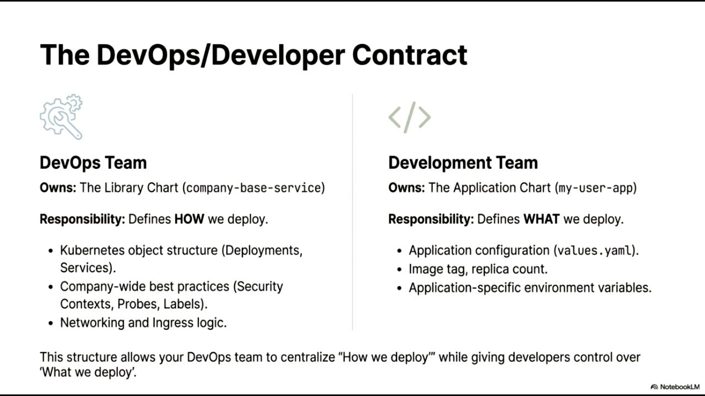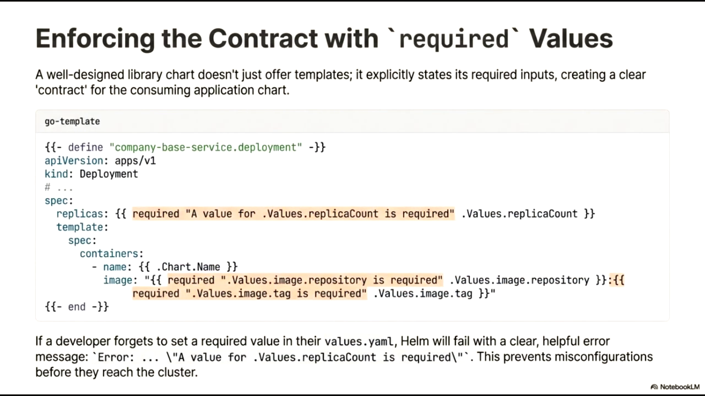Conversely, on the right side, the development team owns the application chart for their specific services. Their responsibility is defining what we deploy. Through the values.yaml file, developers manage application-specific configurations, including image tags, replica counts, and environment variables. This structure ensures that while deployment mechanics are centralized and standardized by DevOps, developers maintain the necessary control over their application-specific behavior and scale.